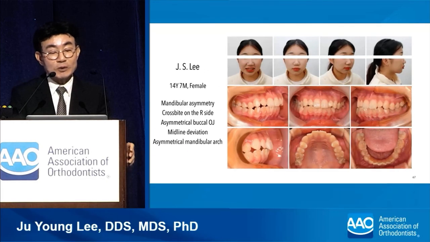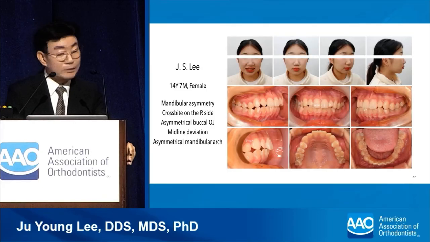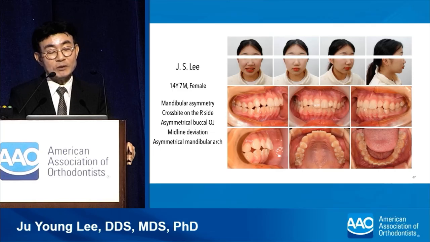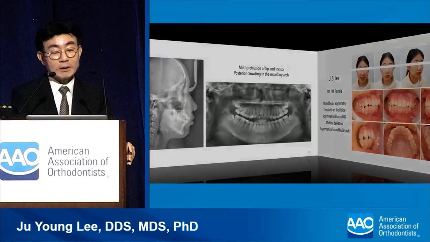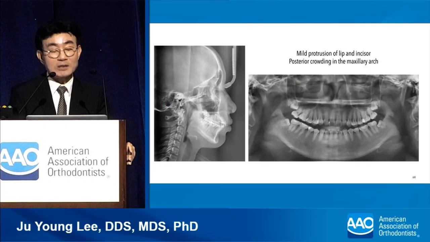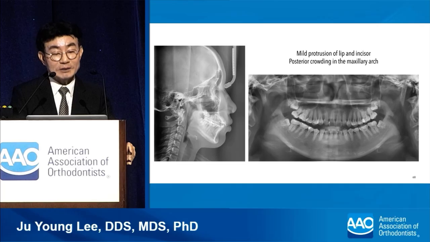This patient also had an asymmetrical growth of the mandible, causing the upper and lower arches to deviate from each other and forming an asymmetrical occlusion. Midline deviation and right side crossbite were shown, corresponding to the asymmetry of the mandible, along with the deep curve of Spee. There was mild protrusion of the lip and incisors, and the maxillary posterior teeth axis was tilted due to a posterior crossbite.